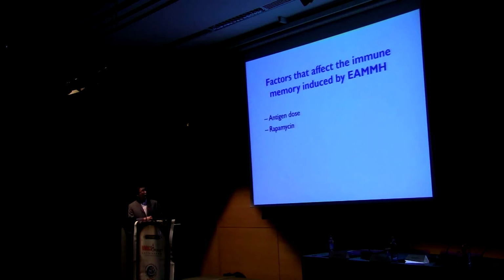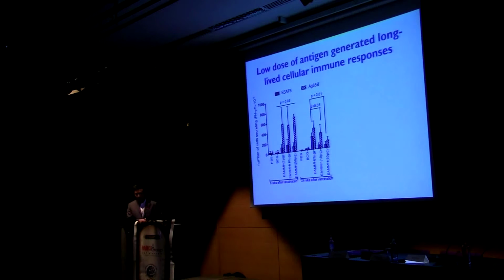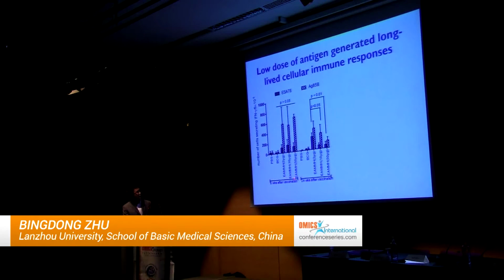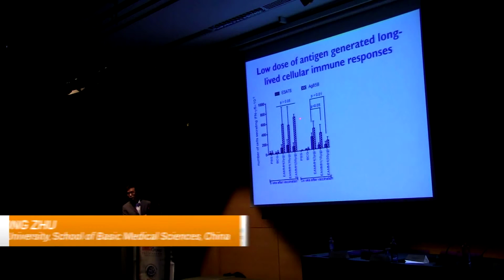So another two factors were considered for immune memory. One is antigen dose, another is rapamycin. We immunized mice with 3 doses of EAMMH: 2 microgram, 10 microgram, and 50 microgram. We found that 6 weeks after vaccination, there is no difference for these different doses.